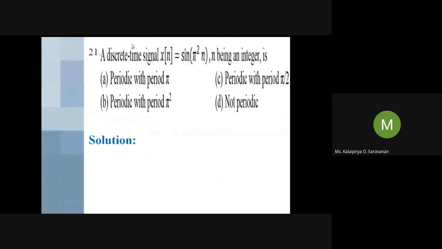The next given question: a discrete time signal x of n is equal to sine pi squared n, n being an integer, is periodic with period pi, periodic with period pi by 2, periodic with period pi squared, or not periodic. So they have given you a discrete time signal and they have asked you to check whether this is periodic or aperiodic. If it is periodic, they've asked you to calculate what is the period. So a simple thing, we'll have to check for the periodicity property for the given signal.